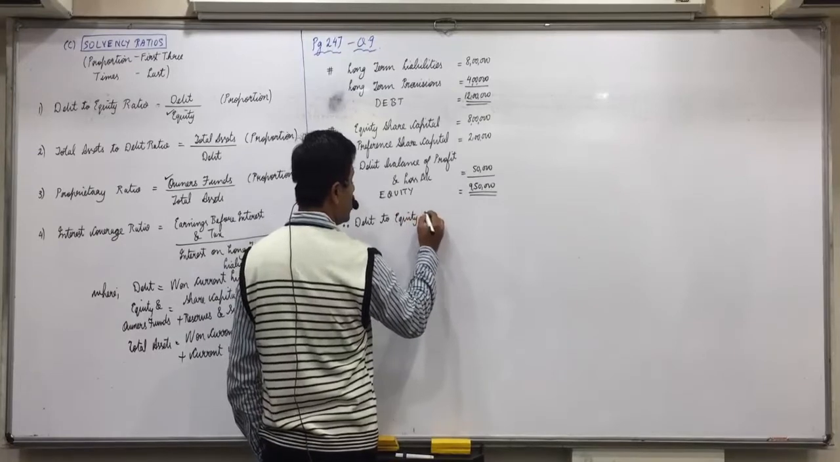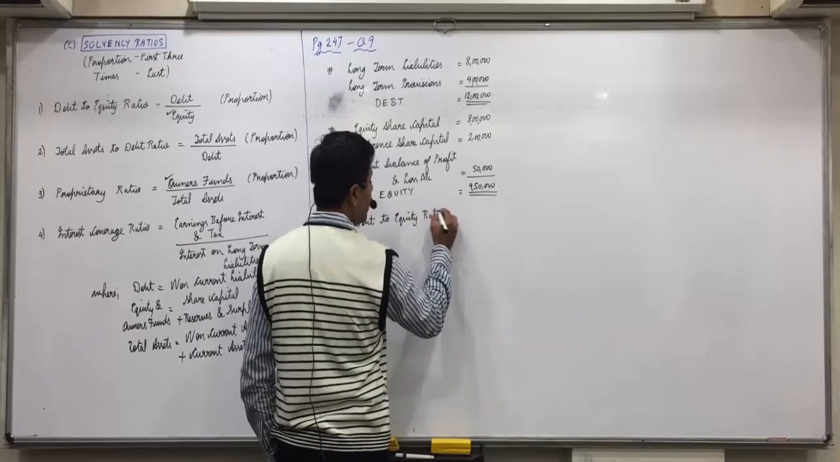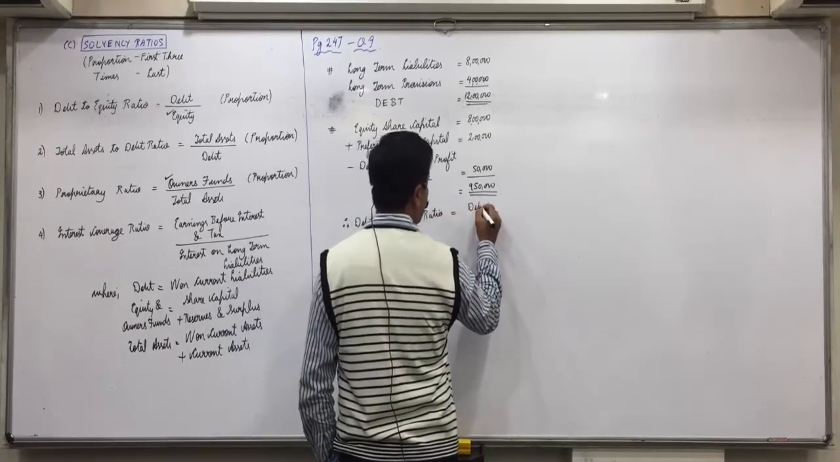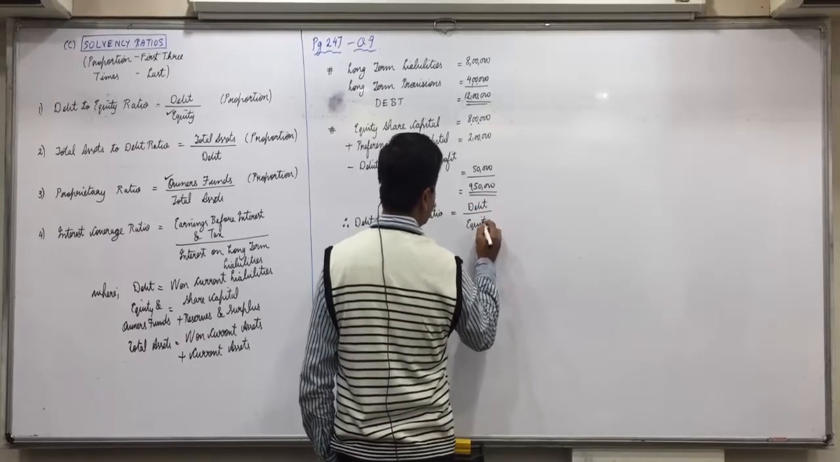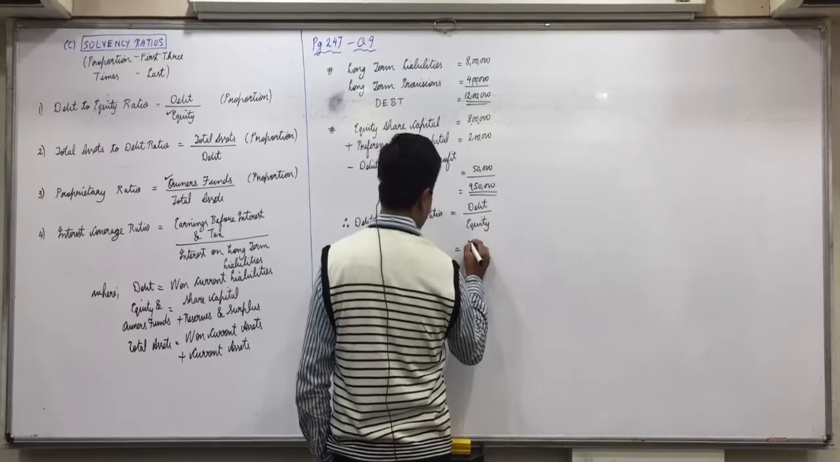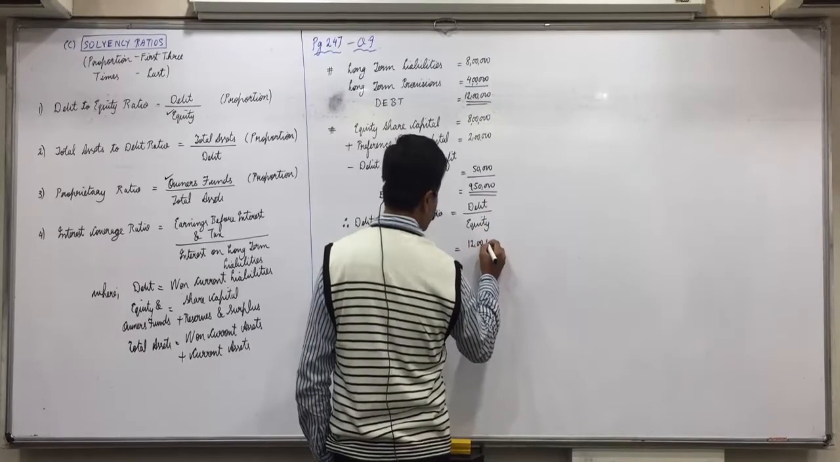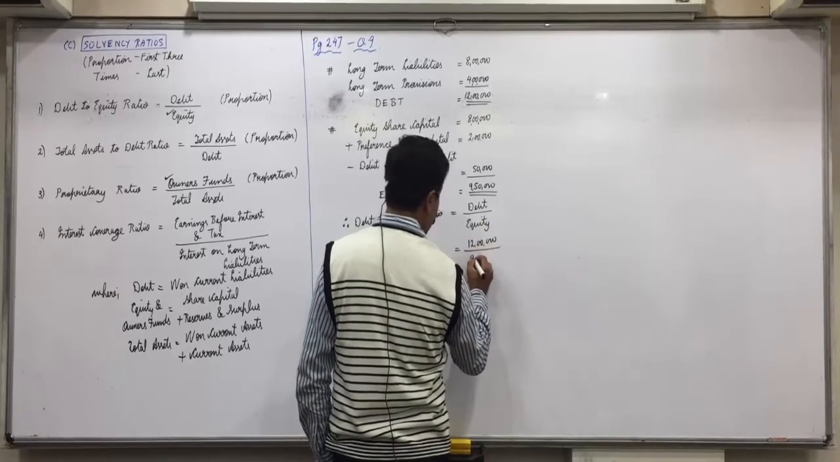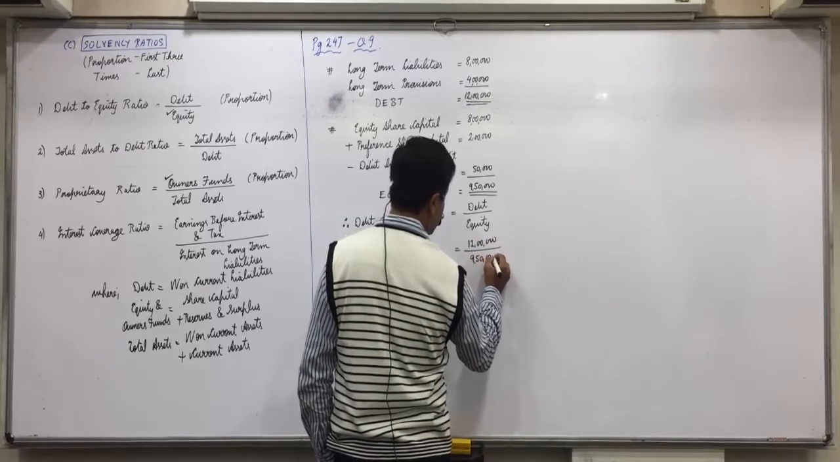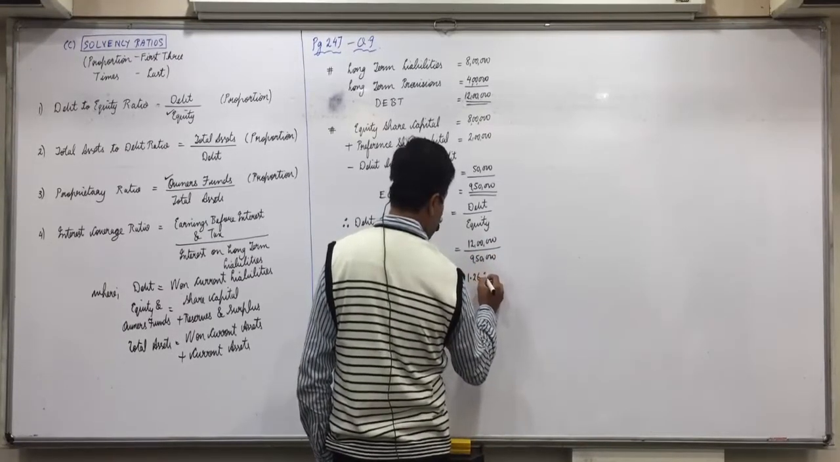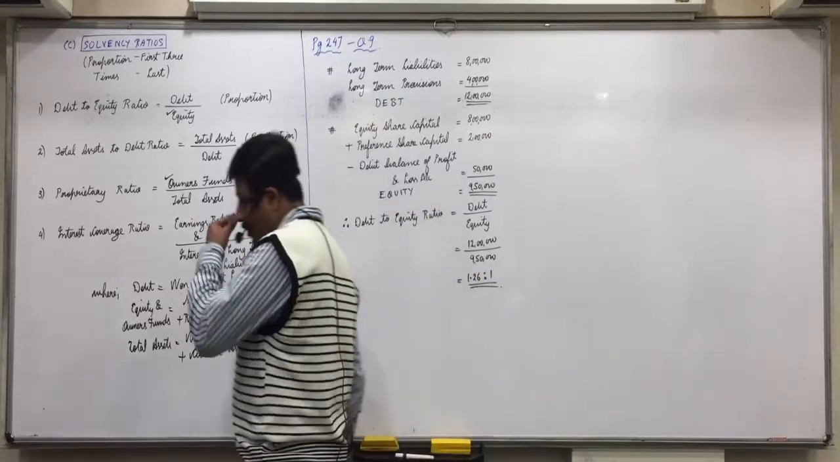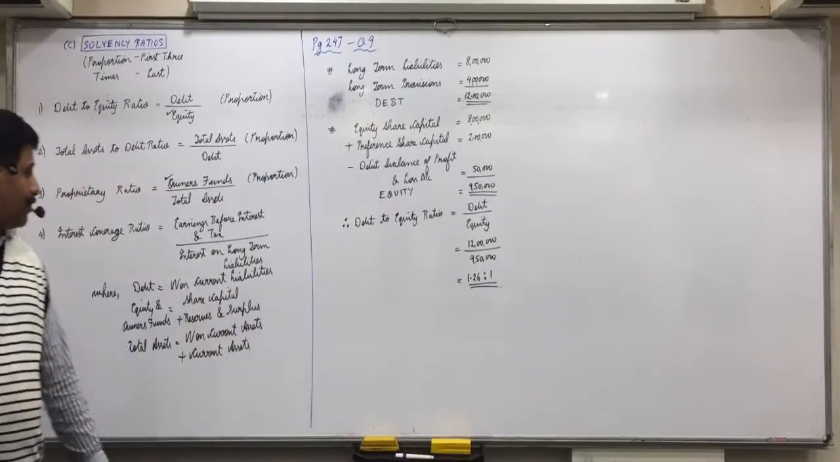Debt to equity ratio is equal to debt upon equity. Debt 12 lakhs upon equity 9,50,000. 1.26 is to 1. It is expressed in proportion.